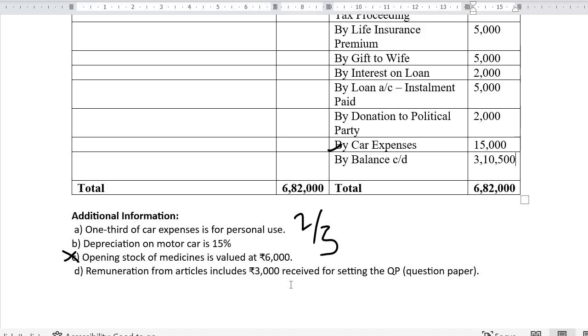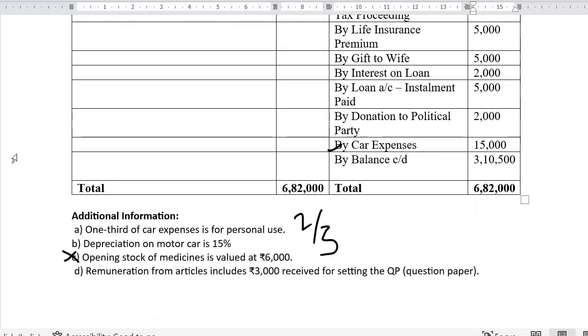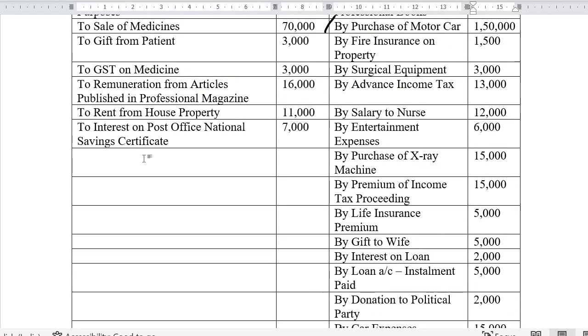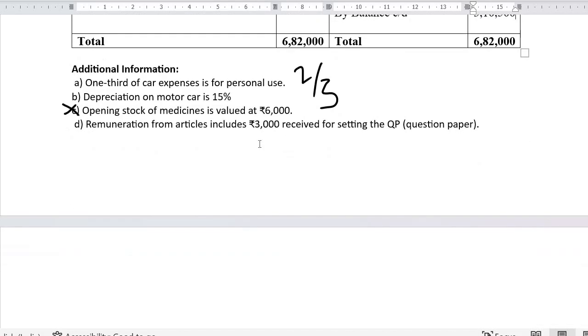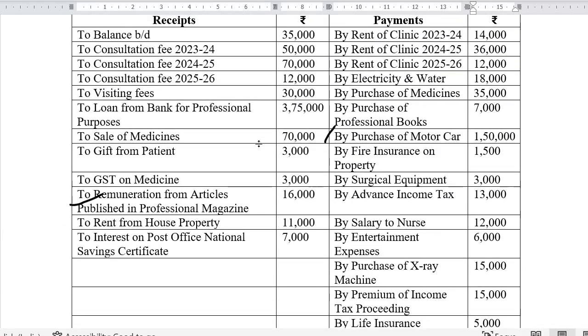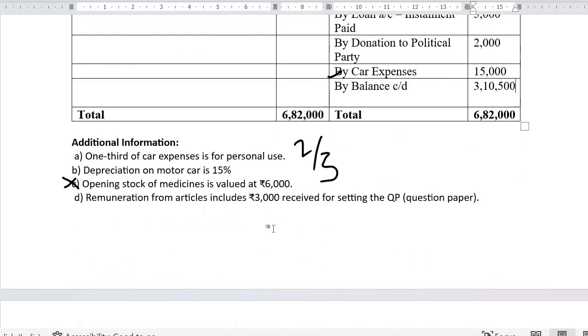Remuneration from articles include 3,000 receipt for setting the question paper. So here remuneration is income. They will give on the receipt side remuneration from articles. So what you have to do here is 16,000 minus that question paper setting 3,000 we should deduct and write it as professional receipt. Now we shall check all the adjustments are over.